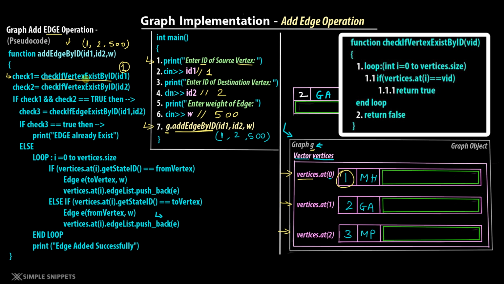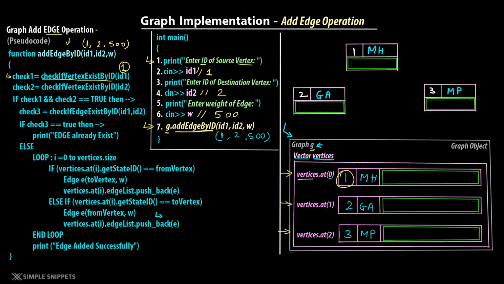Okay. So I'm not gonna reiterate all the steps inside. Let's assume that you've already seen it. If not, please watch the previous video. So, okay. Since we are passing 1 over here and we know that there exists a vertex with the ID 1, this will return true. So, true will be stored in check1. Similarly, check2 will happen. We will pass ID2.